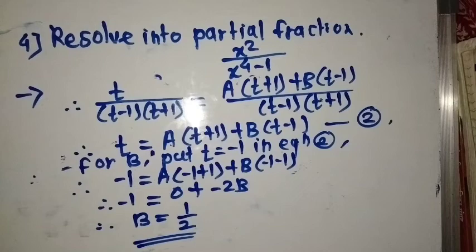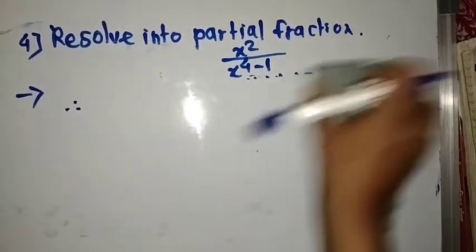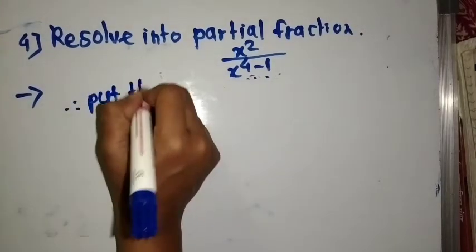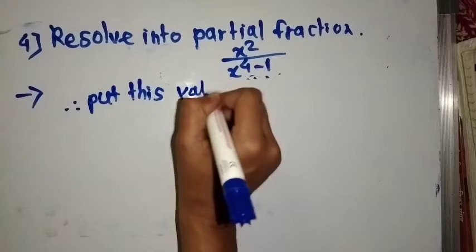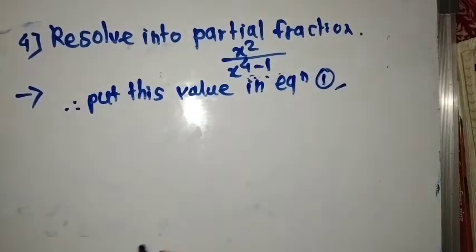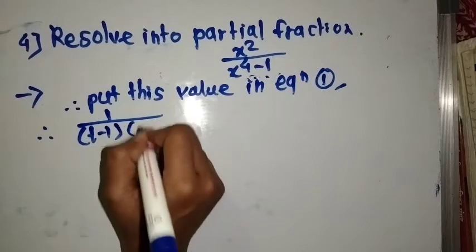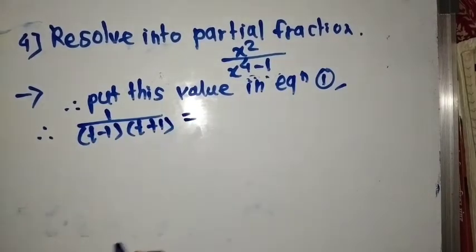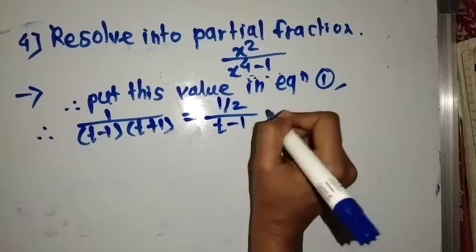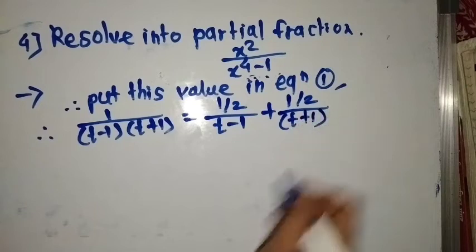Hence, this value put in equation 1, put this value in equation 1, hence we get t upon t minus 1, t plus 1 is equal to a means 1/2 upon t minus 1 plus 1/2 upon t plus 1.